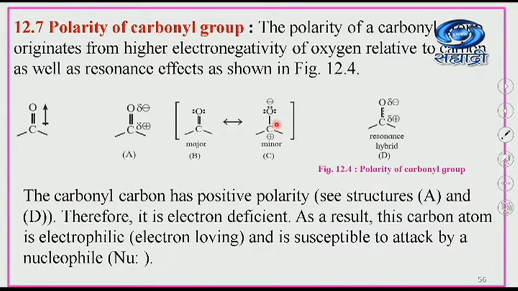These two structures, structure B and structure C, are resonance structures of each other. Then the next structure, structure D, is the resonance hybrid. Here the carbonyl carbon and carbonyl oxygen are joined by one single bond, and the other bond is shown by the dotted line. So this is a resonance hybrid. The carbon carries the positive charge and the oxygen carries the negative charge. This is a stable structure, and because of this carbon and oxygen, polarity is developed.